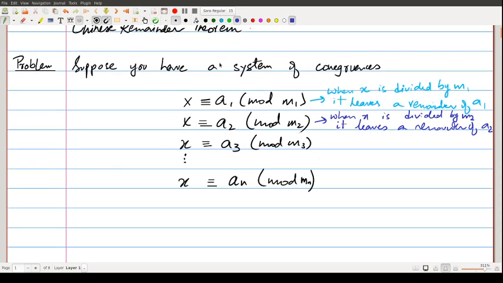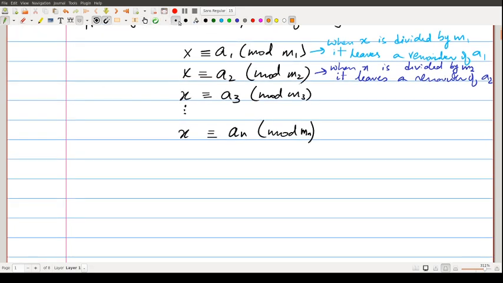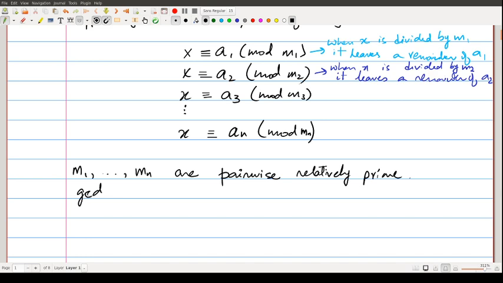That's the main problem. But here's one important thing, and the condition is that m1 to mn are pairwise relatively prime. What does that mean? It means that the GCD of m1 and m2 is equal to 1, that m1 and m2 are relatively prime. It also means that the GCD of m2 and m3 is 1. That is, take any two m's from this list and they are relatively prime. The greatest common divisor that they have is 1. In other words, they don't have any common divisors.